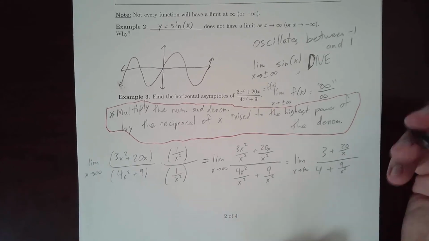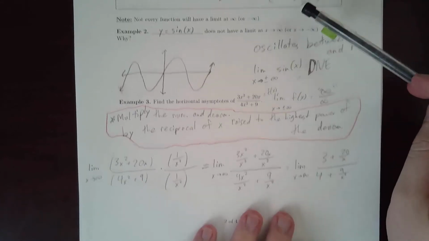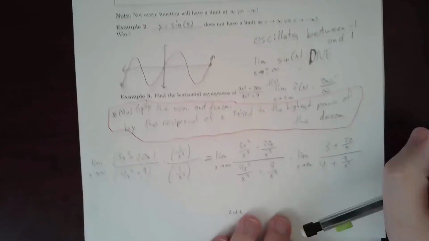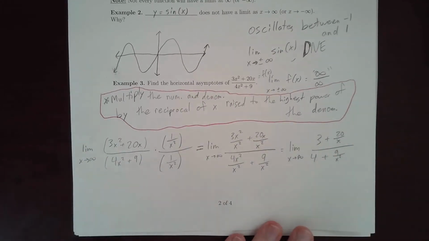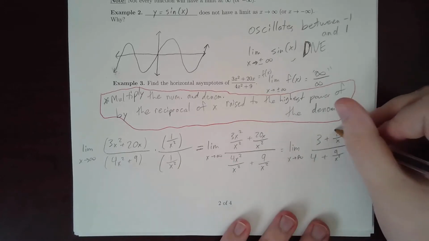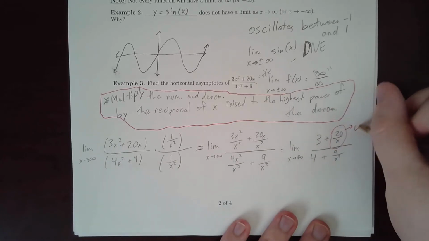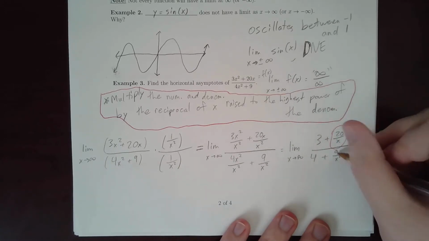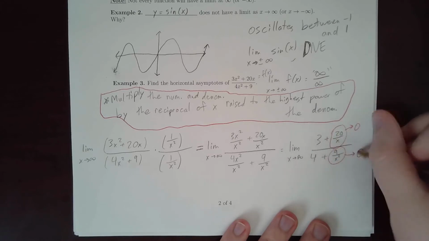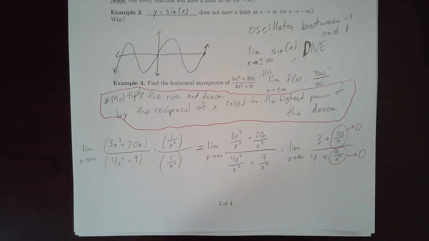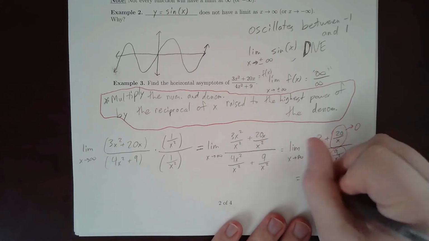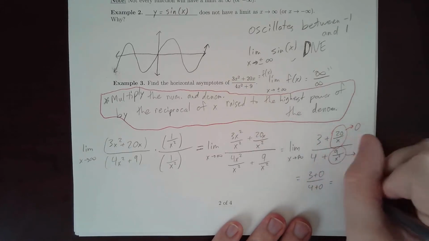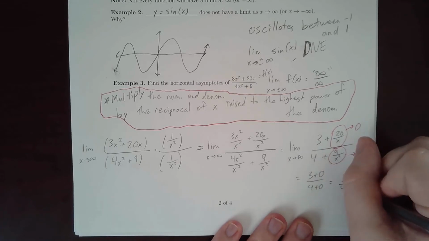And at this point, we can go ahead and use these basic limits at infinity that we have from above in order to plug in. So we know that if we take the limit as x goes to infinity of this, we'll end up getting 0. And if we take the limit as x approaches infinity of this, we end up getting 0 as well. And so we end up with 3 plus 0 over 4 plus 0, or 3 over 4.